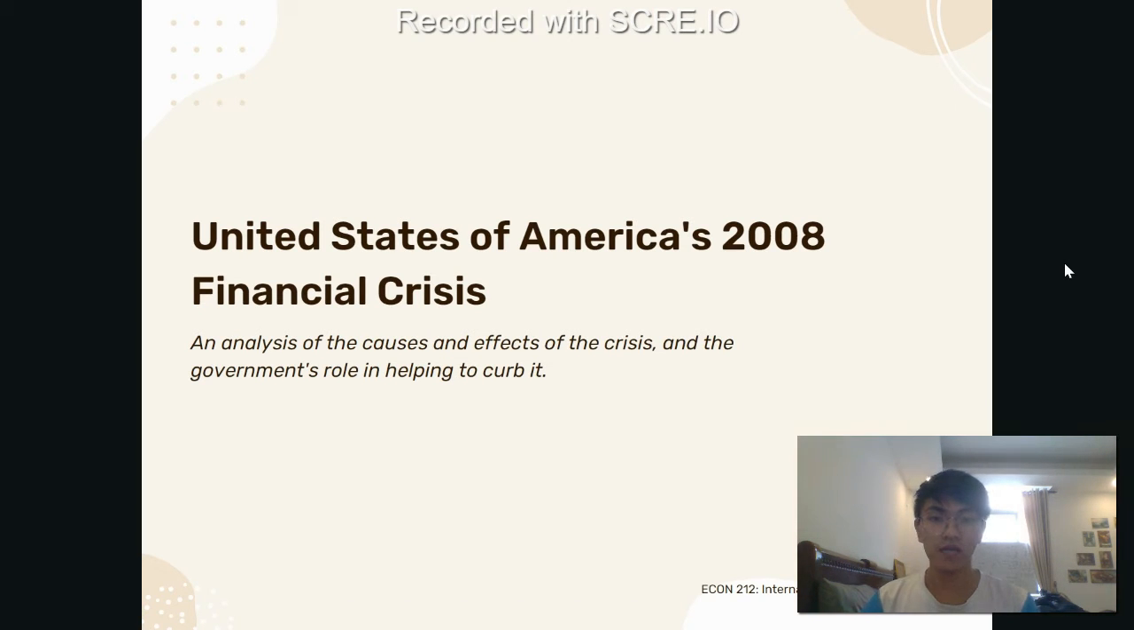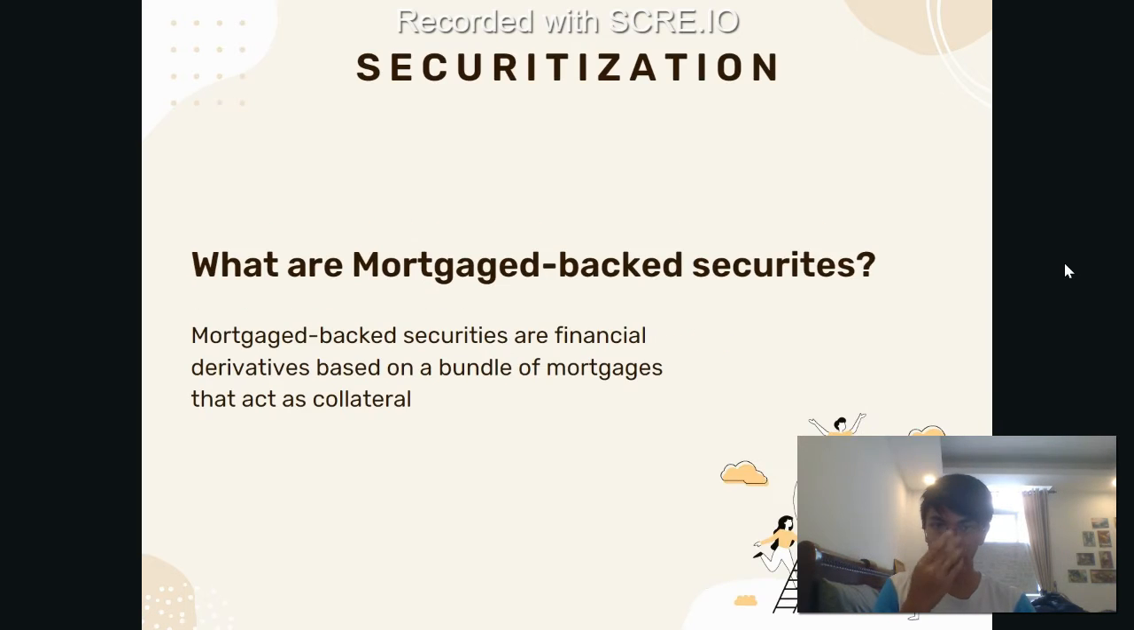My presentation will be about the 2008 financial crisis of the United States of America. So, we need to understand the definition of mortgage-backed securities. Mortgage-backed securities are financial derivatives based on a bundle of mortgages that act as collateral.